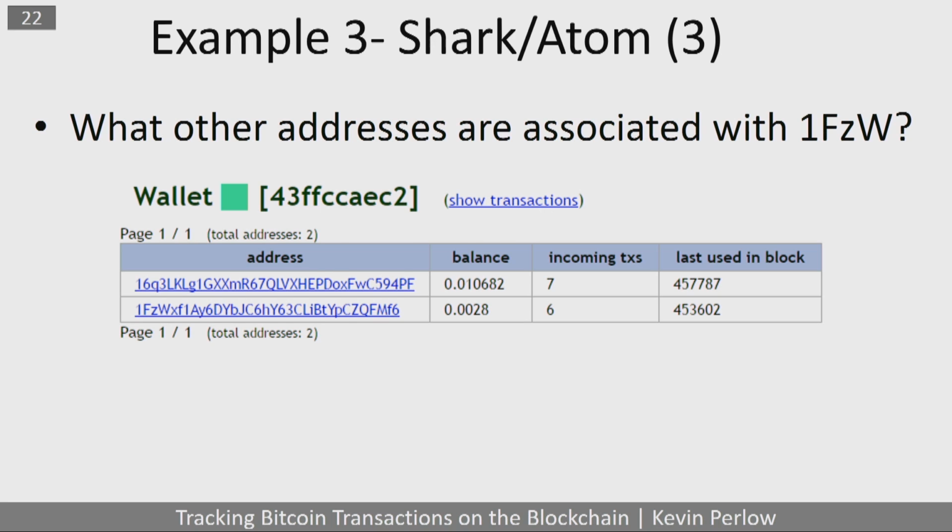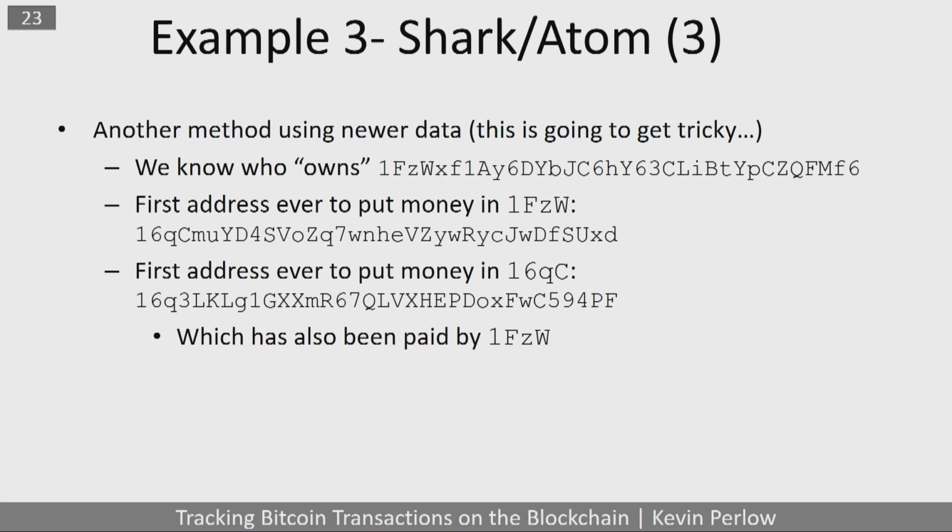Starts with 16Q3. And the other way to correlate these two is if we look at the transactions on there, we can also say, well, one FCW had an address, put money, and I'm going to graph these, so if it's just rattling off numbers, don't panic, there's a graph coming. But the one FCW, the first address to fund this part of the ransomware Bitcoin infrastructure, starts with 16QCM, and the first one to ever fund that starts with 16Q3, and that was also paid by one FCW.